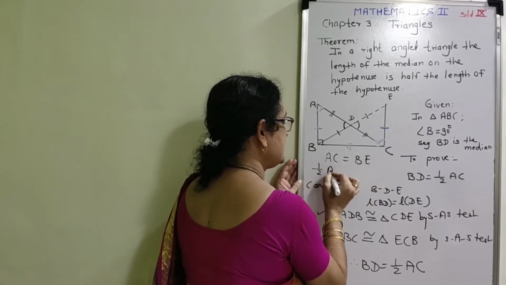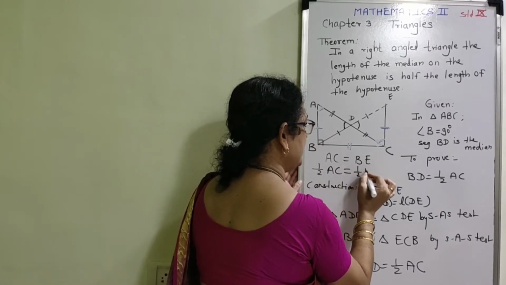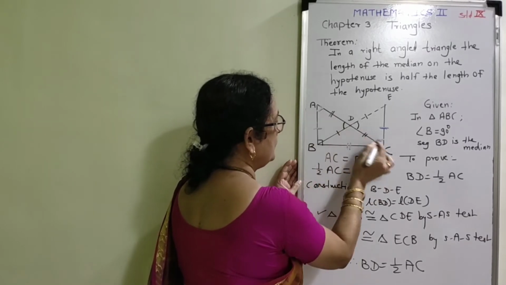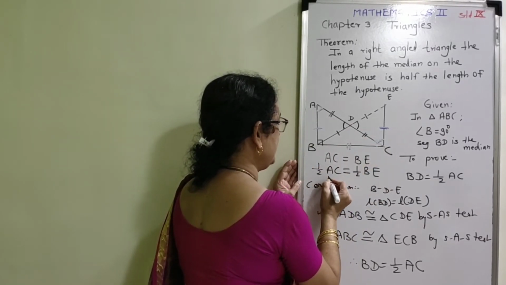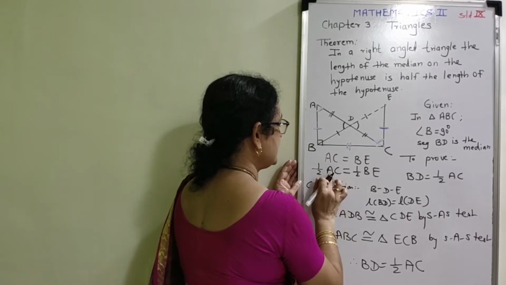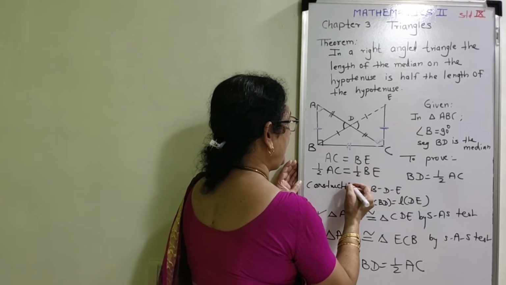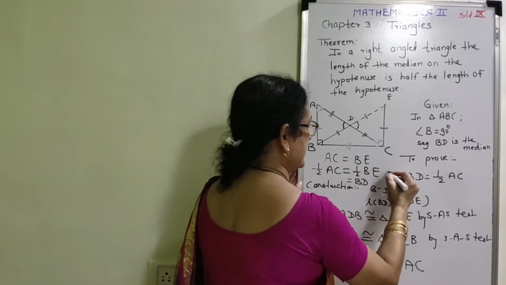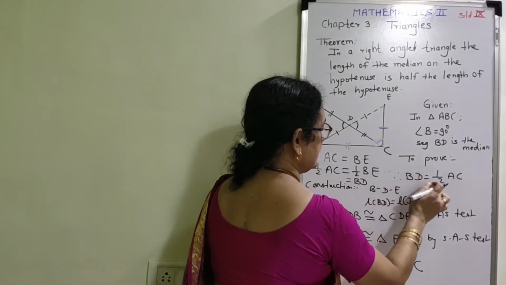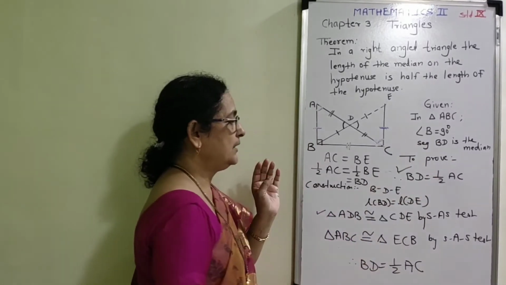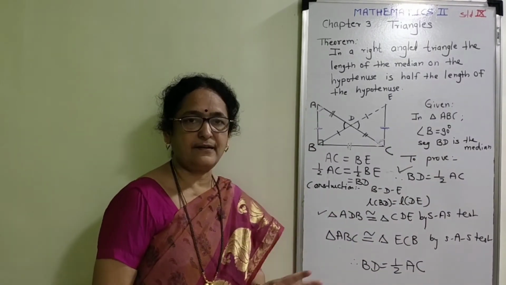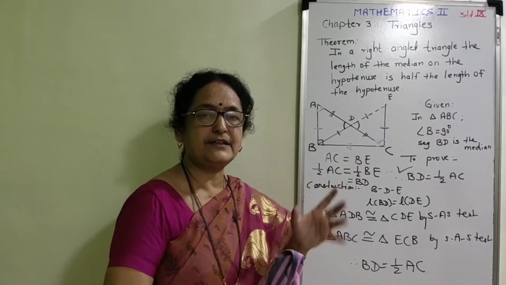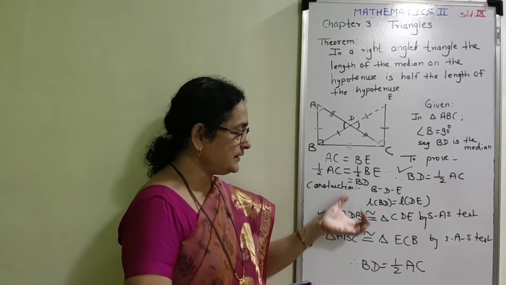Therefore, half of AC is congruent to half of BE. But half of BE is equal to BD, so substituting in our last step, therefore BD is equal to half of AC is proved. Now, no one will ask you this theorem or proof of the theorem, but try to understand it. Since only the figure and the statement of the theorem are given, I have explained the entire theorem.